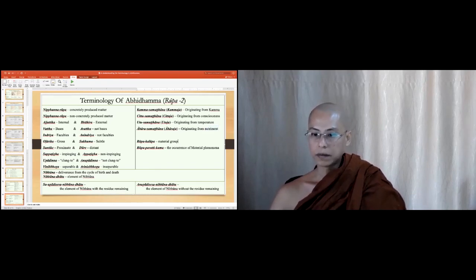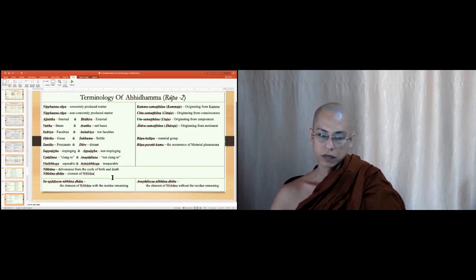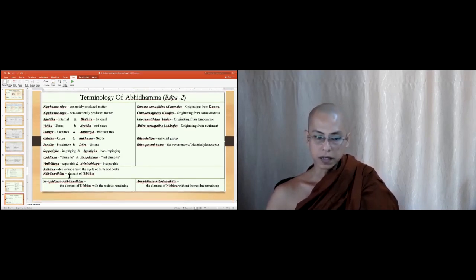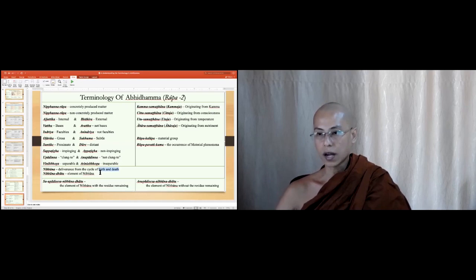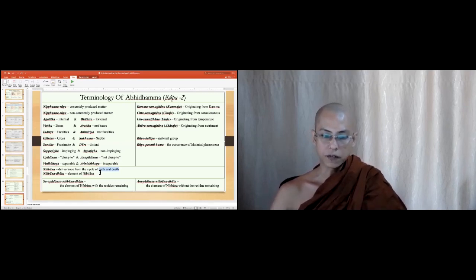Then Rupa Kalapa is group. That's why Rupa Kalapa, group of materiality. So material group. Then Rupa Pavattikkama, this is one of the sections in the Rupa chapter, the occurrence of material phenomena. Then the last one, the final term, is Nibbana. So Nibbana is deliverance from the cycle of rebirth and death. Rebirth and death is called samsara. So samsara is running around and suffering. Nibbana is one of the realities which is deliverance from the cycle of rebirth. It is really exiting the fetter, an exiting reality. So that's why I call the elements Nibbana Dhatu, elements of Nibbana.